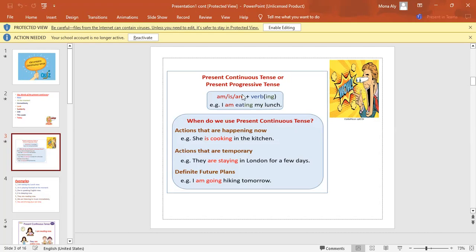Verb to be we know: am, is, are. And we know which one comes with each subject, right? So I am verb ing, he, she, it is verb ing, they, we, you are verb ing. Okay, so let's see. She is cooking in the kitchen. She is cooking in the kitchen. This is which tense?